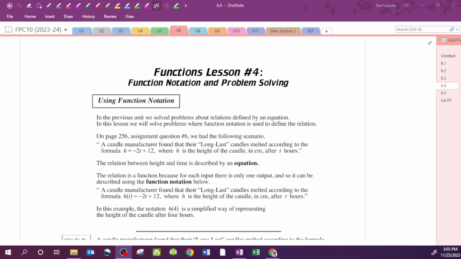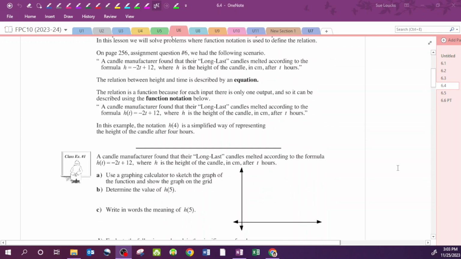Okay, functions lesson 4 for foundations in pre-cal 10. So now we're going to use the function notation, okay? And it's basically the same thing as using equations that we have. We just have the different notation, okay? Let's just do an example.